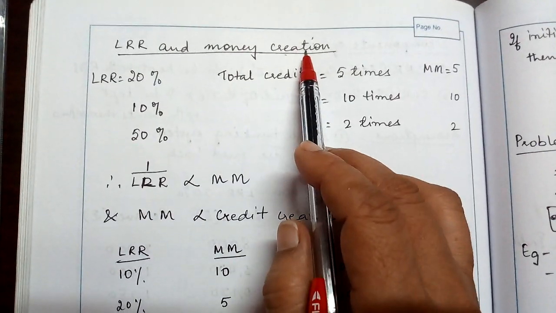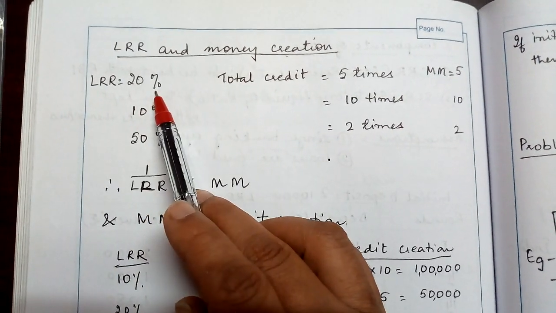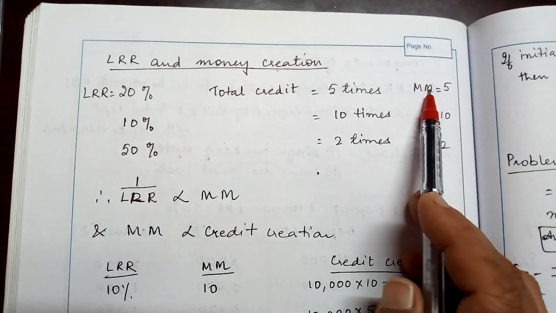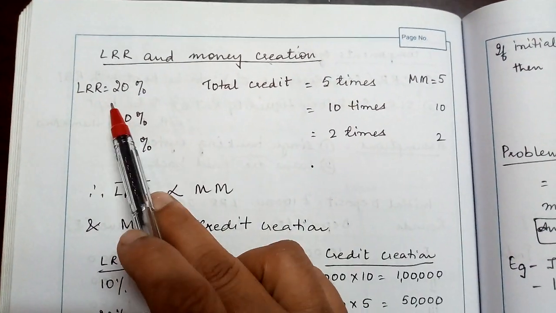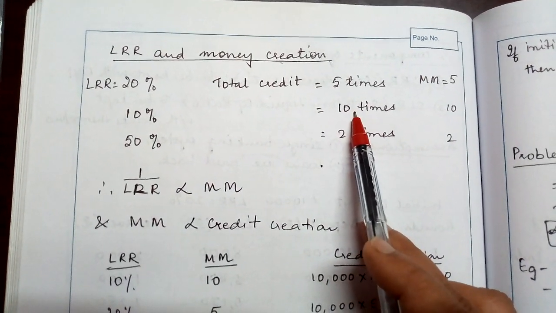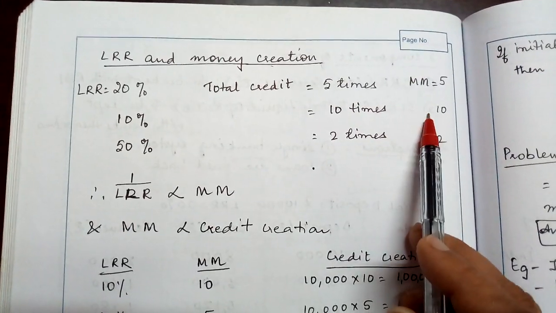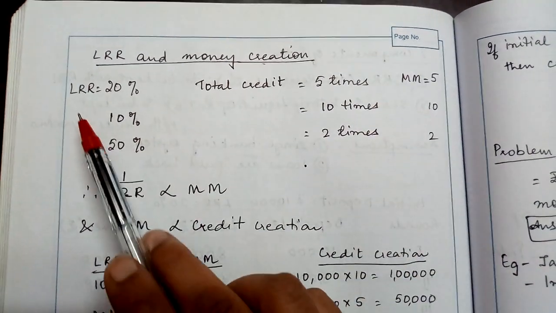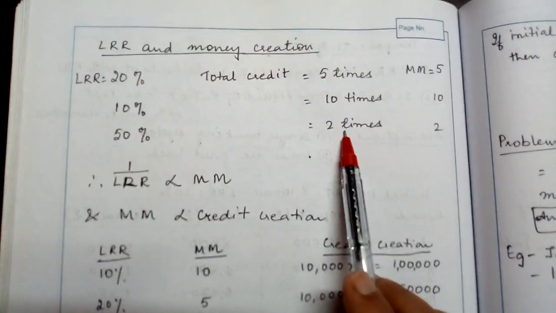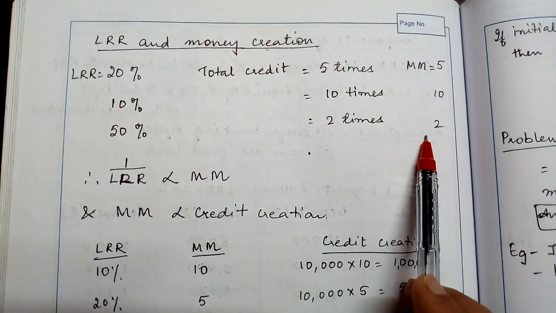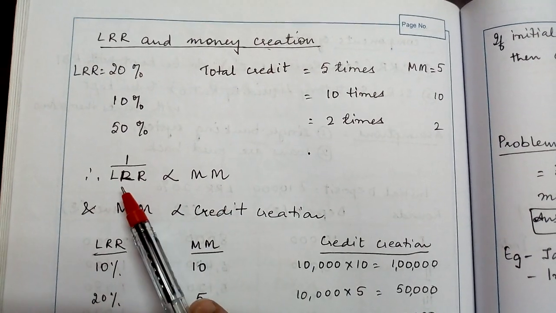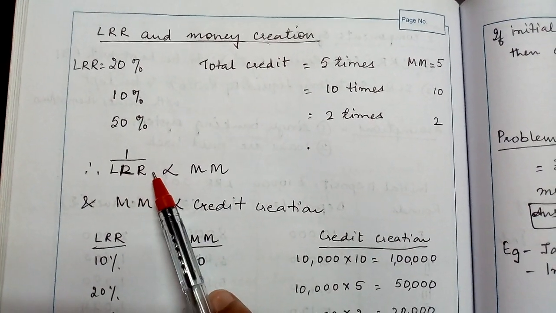LRR and money creation. So when LRR is 20%, the total credit goes 5 times. So the money multiplier is 5. When the LRR reduces to 10%, the total credit increases by 10 times. So the money multiplier is equal to 10. When the LRR increases to 50%, the total credit is only 2 times. So the money multiplier becomes 2. This shows that there is an inverse relationship between money multiplier and the legal reserve ratio.